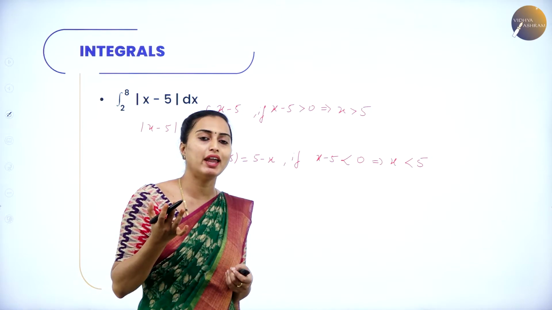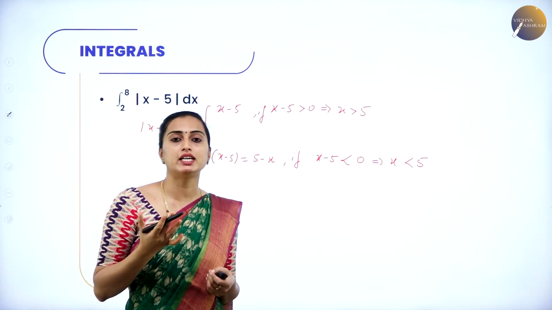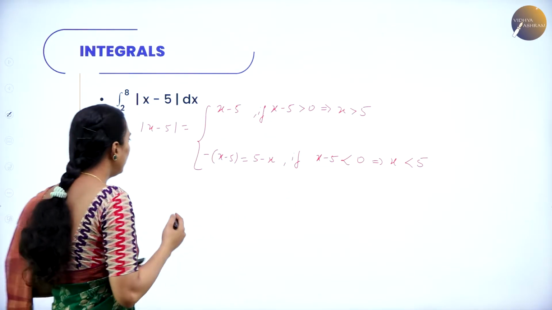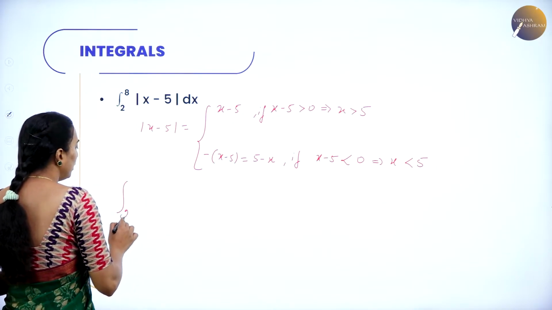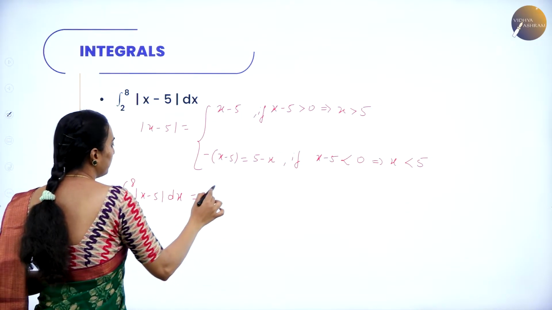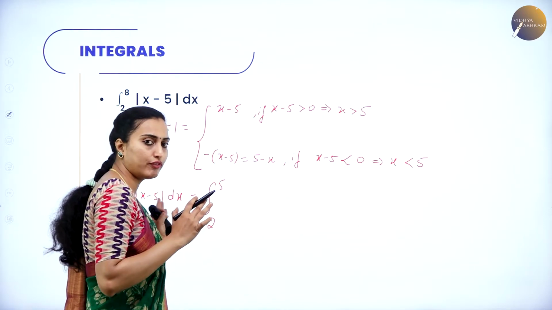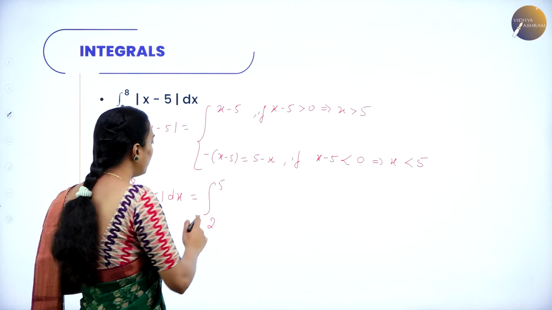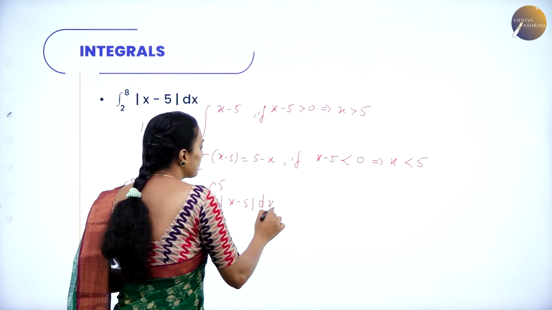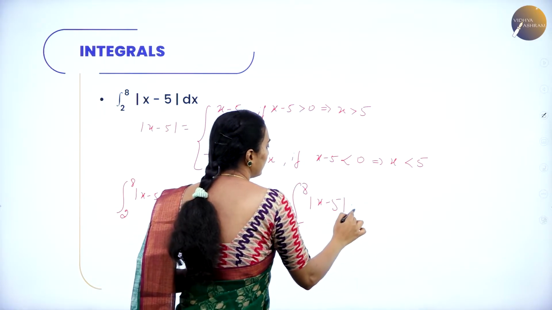According to the property, the integral a to b f of x dx can be split as integral a to c f of x dx plus integral c to b f of x dx. Now here, integral 2 to 8 modulus of x minus 5 into dx can be split into integral 2 to 5 modulus of x minus 5 into dx plus integral 5 to 8 modulus of x minus 5 into dx.